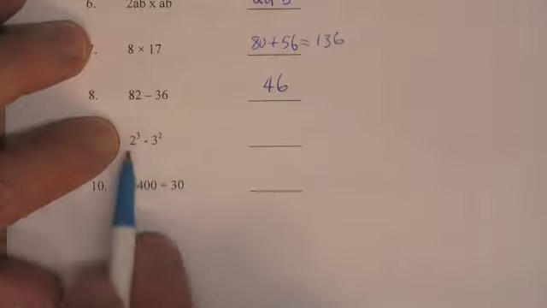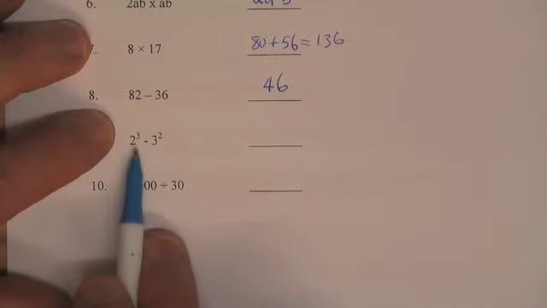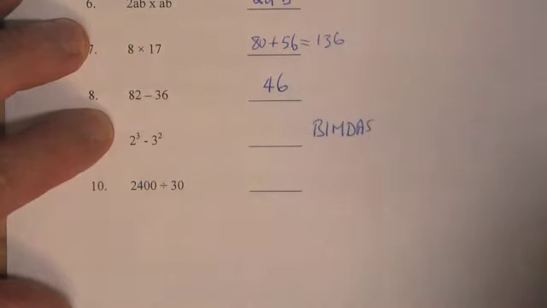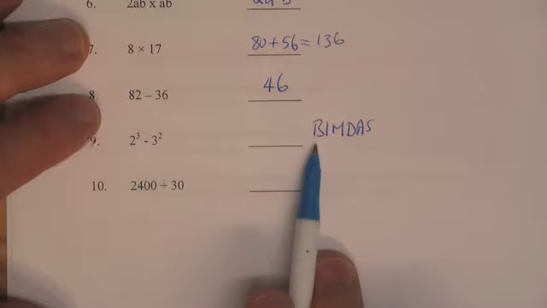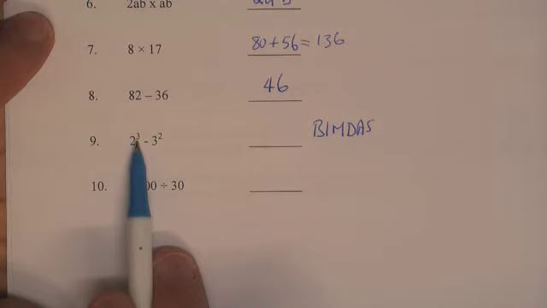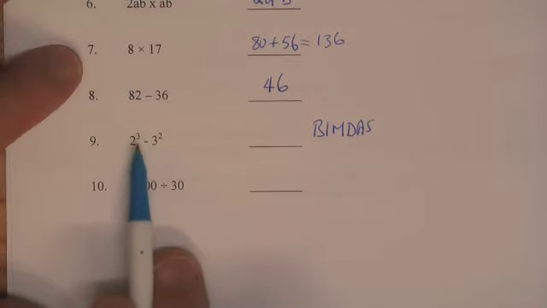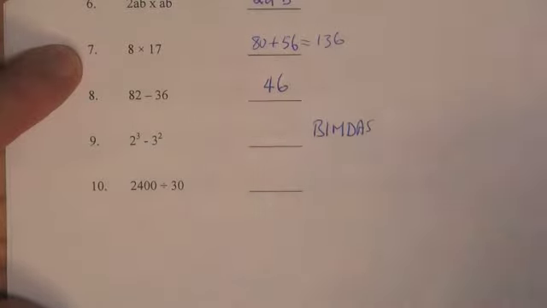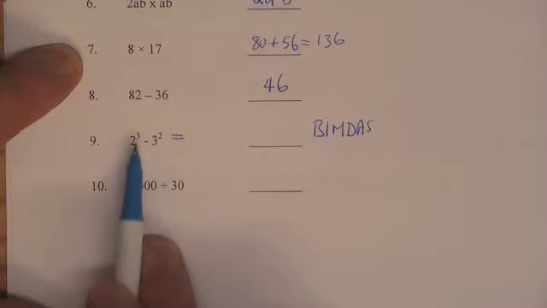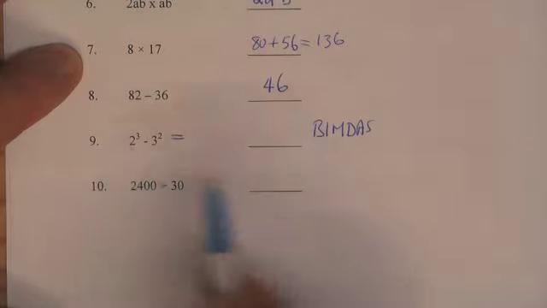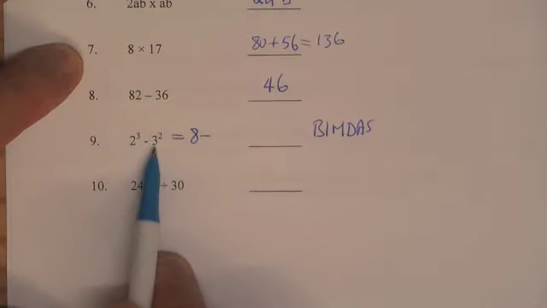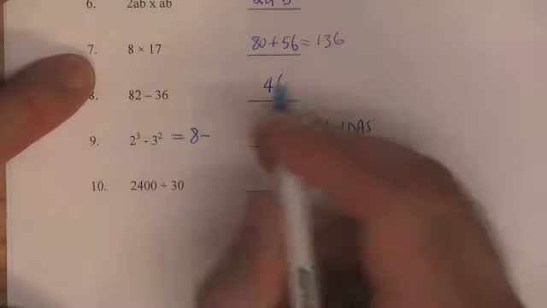Right, again we have more than one type of operation here, so let's write out the BIMDAS rule. We've got no brackets here, but we do have indices in this question. 2 cubed, 2 to the power of 3, and 3 to the power of 2. So we have to do the powers, or the indices, first. Now 2 to the power of 3 is 2 times 2 times 2, which is 8, and 3 to the power of 2 is 3 times 3, which is 9.